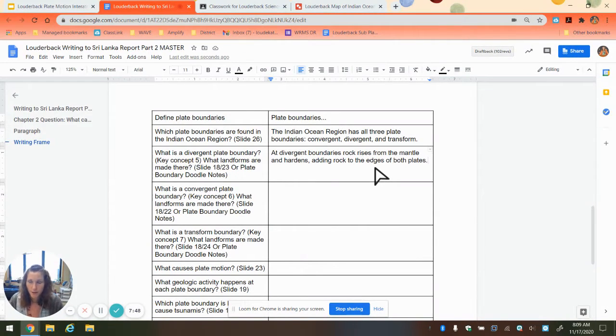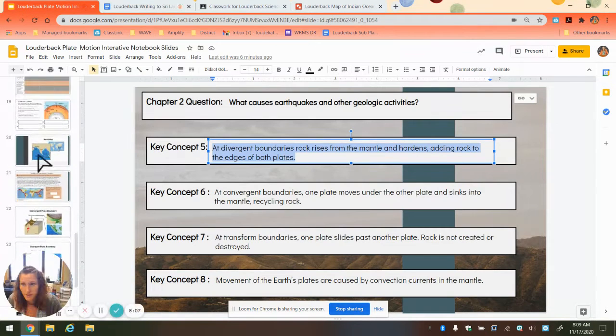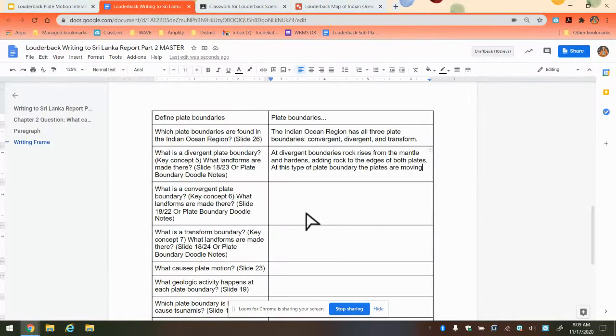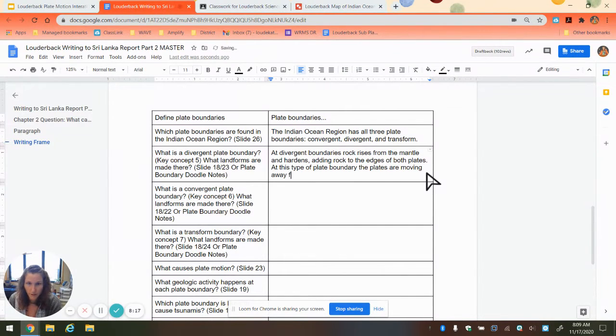Good. I might want to talk about the direction of plate boundaries. So at this type of plate boundary, the plates are moving, right? And we want to think about the direction they're moving. So if I go back to slide 18, what's happening here, they're moving, and this side, it would be away from each other, okay? So we want to make sure we add that here, moving away from each other, okay? So if you remember, my little phrase is divergent divide, okay? So they're moving away from each other.